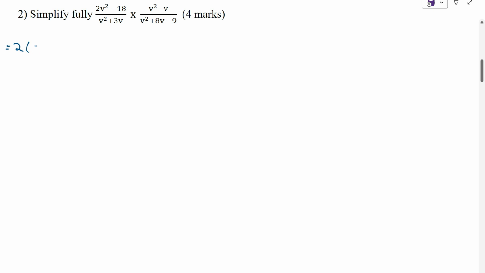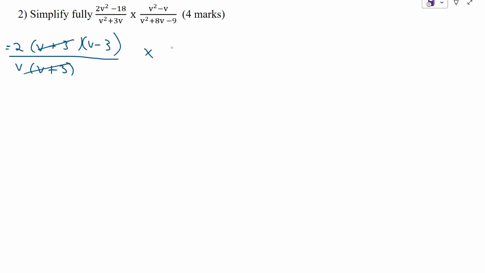So this numerator here, we can do 2 multiplied by v squared minus 9. And straight away we can see that this is the difference of two squares. So let's rewrite that: v plus 3, v minus 3. In the denominator, we can take the common factor of v out, multiplied by v plus 3. So these two cancel each other out. We'll tidy this up in a minute.